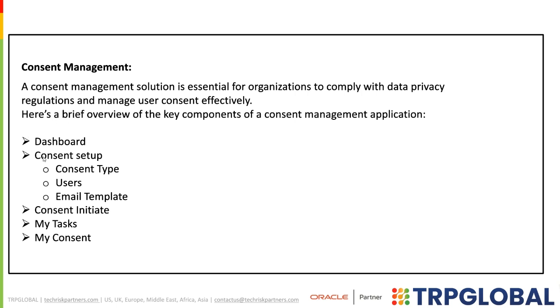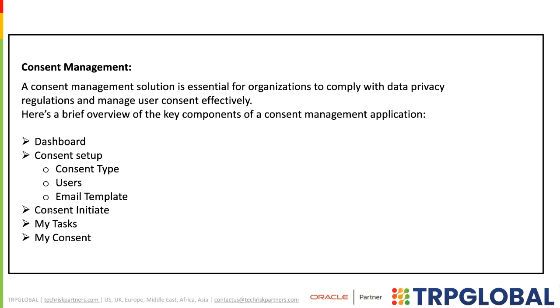The second one is consent setup. Under the consent setup module we have three sub modules. The first one is consent type. In consent type we can define how many types of consent there are. The second one is users. This submodule has the list of all the users. And the third one is email template, where we define the templates we have for sending email notifications.